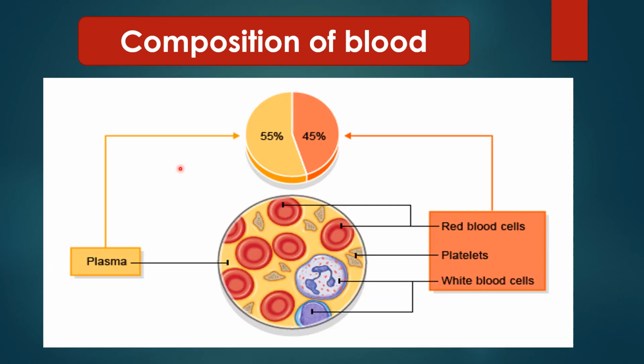Now let us discuss how much part all these 4 contribute to the composition of blood. Plasma covers 55% of the blood, whereas red blood cells, platelets and white blood cells collectively make up 45% of the blood.